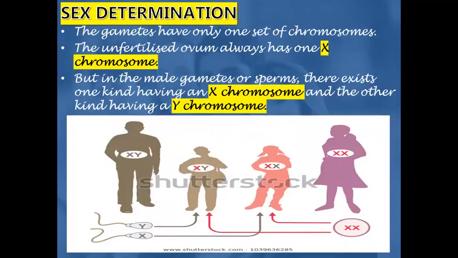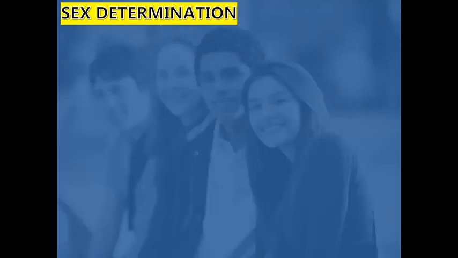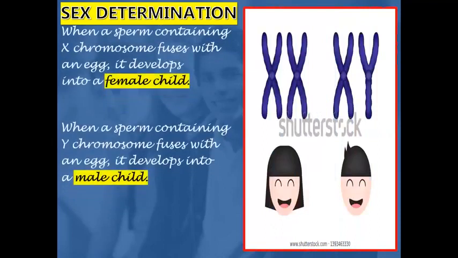The gametes have only one set of chromosomes. The unfertilized ovum always has one X chromosome. But in the male gametes or sperms, there exists one kind having an X chromosome and the other kind having a Y chromosome. When a sperm containing an X chromosome fuses with an egg, it develops into a female child. When a sperm containing a Y chromosome fuses with an egg, it develops into a male child.